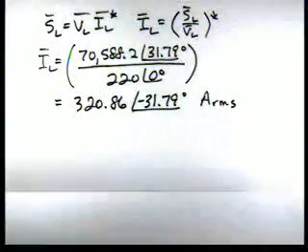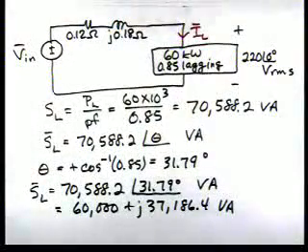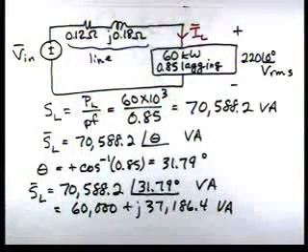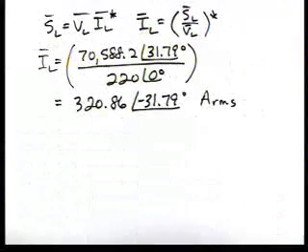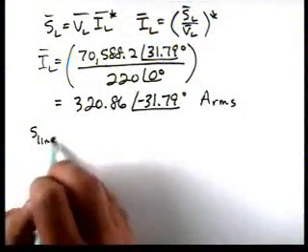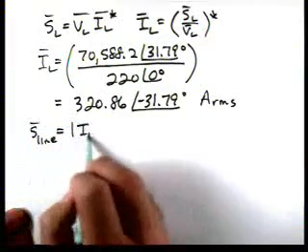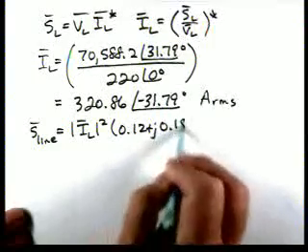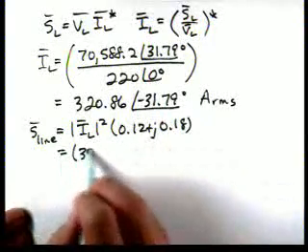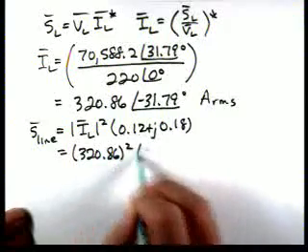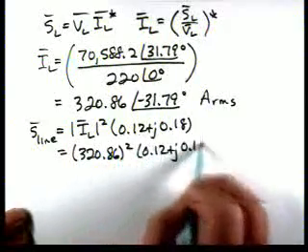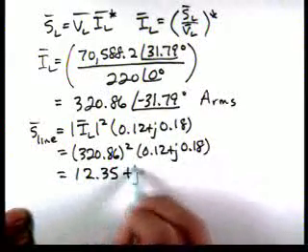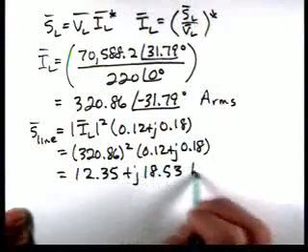Now if we want to calculate the complex power for the line, I'm going to call that S_line, then the complex power for the line is the magnitude of I_L squared times 0.12 plus j0.18. So we have 320.86 squared times 0.12 plus j0.18, which is 12.35 plus j18.53.